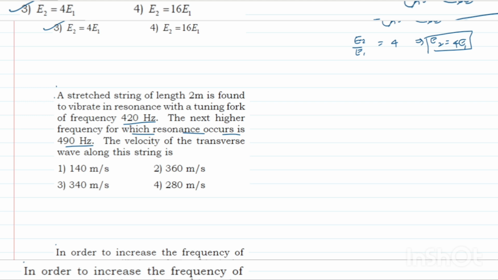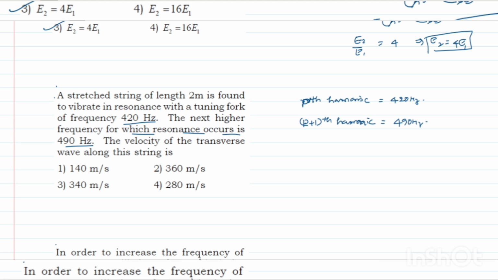So here, for vibrating in the pth harmonic, the frequency you are getting is 420 Hz. And the next higher frequency, in the sense here, you can take as the (p plus 1)th harmonic. For the (p plus 1)th harmonic it's given as 490 Hz. The velocity of the transverse wave they are asking.